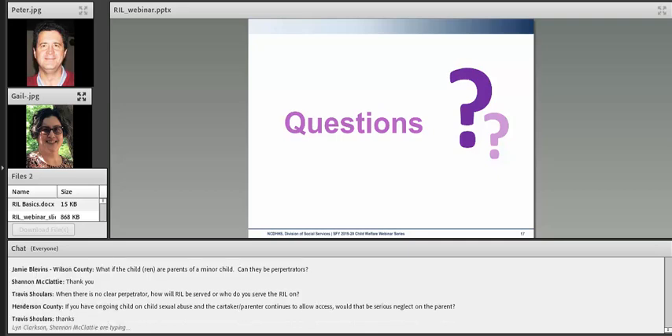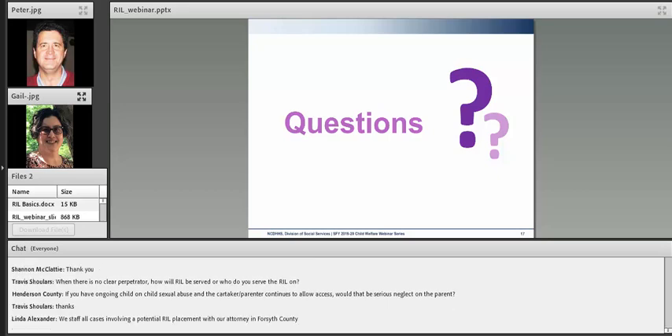Gail, I'll let you take that one from Henderson County. That's an interesting question. Child-on-child sex abuse and the caretaker continues to allow access. I think, yeah, but I'm going to sound like a broken record. Staff it with your attorney. I'm sorry, but possibly, yes, possibly.